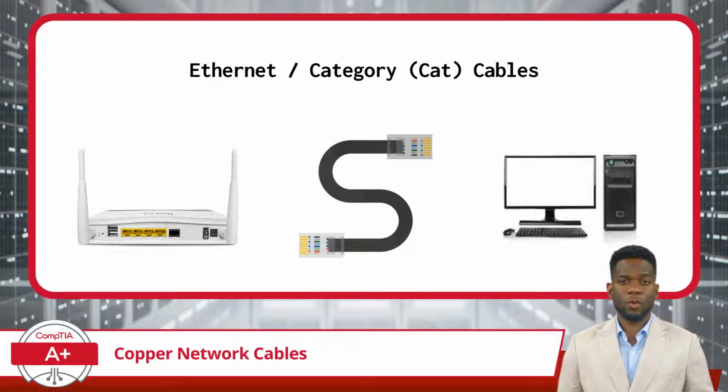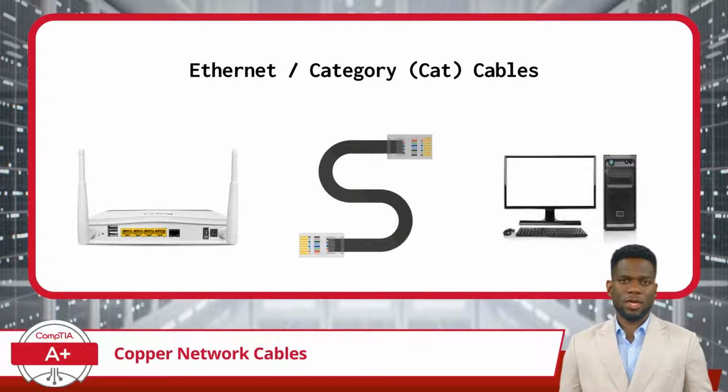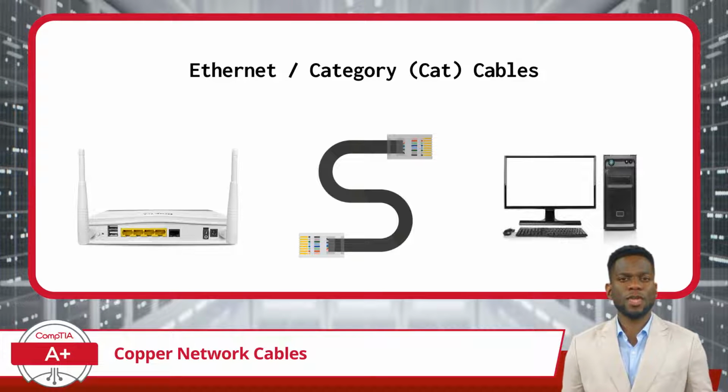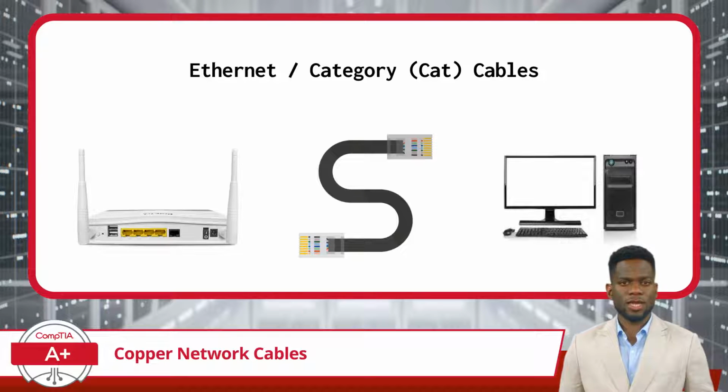As for Ethernet or CAT cables, where CAT is short for category, they are indispensable in modern networking, facilitating crucial connections such as linking a modem to a SOHO router or connecting a SOHO router to a desktop PC. And given their widespread use in networking setups today, it only makes sense that we should explore this copper cable type in more depth.